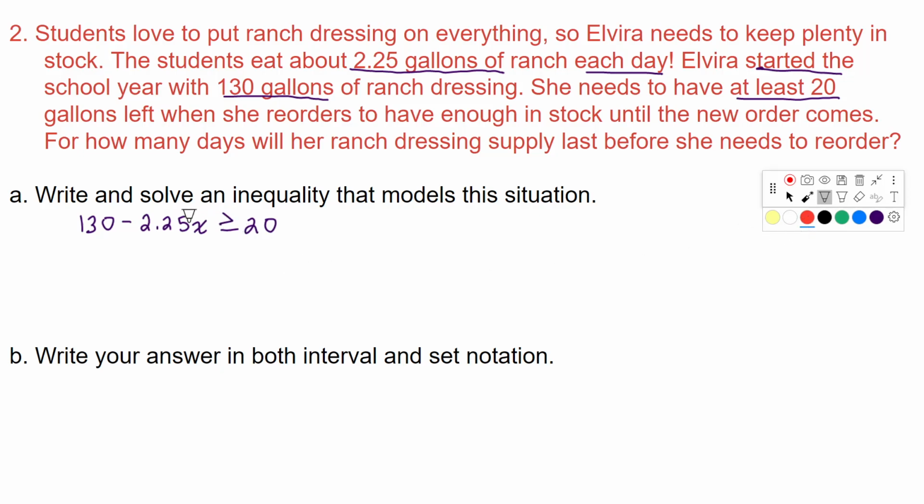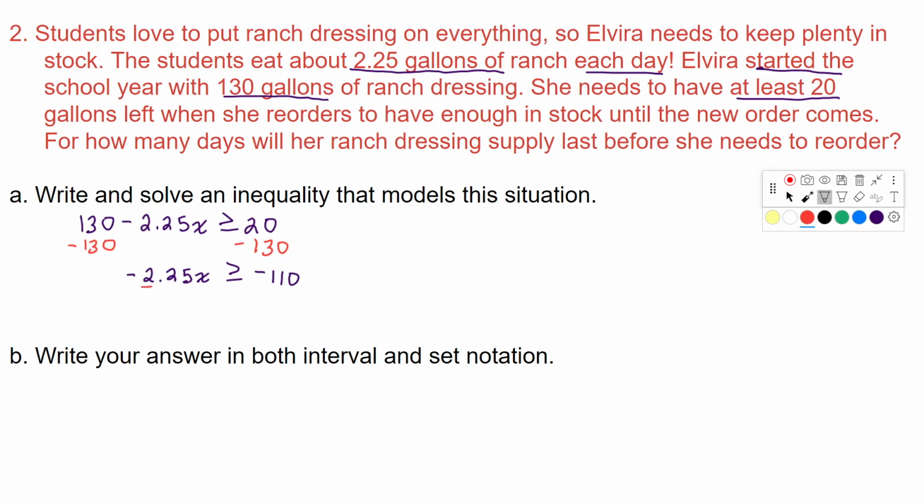Again, we're going to solve. The dividing by the 2.25 will be the last thing we do because it's the first thing that's being done to x. When you're undoing this 130, do not pay attention to the sign behind it. Keep in mind this 130 is a positive value. So if we want that to become 0, we need to subtract 130 from each side. So we have negative 2.25x is greater than or equal to negative 110.